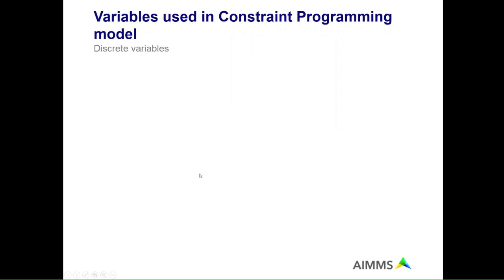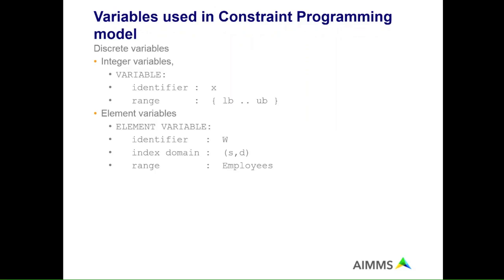So what algebra can we use to write models in constraint programming? First of all, it's about discrete variables. So we have integer variables with a typical integer range written in AIMMS as follows, or we have element variables whereby we say, well, hey, the range is a discrete set, say a set of employees.